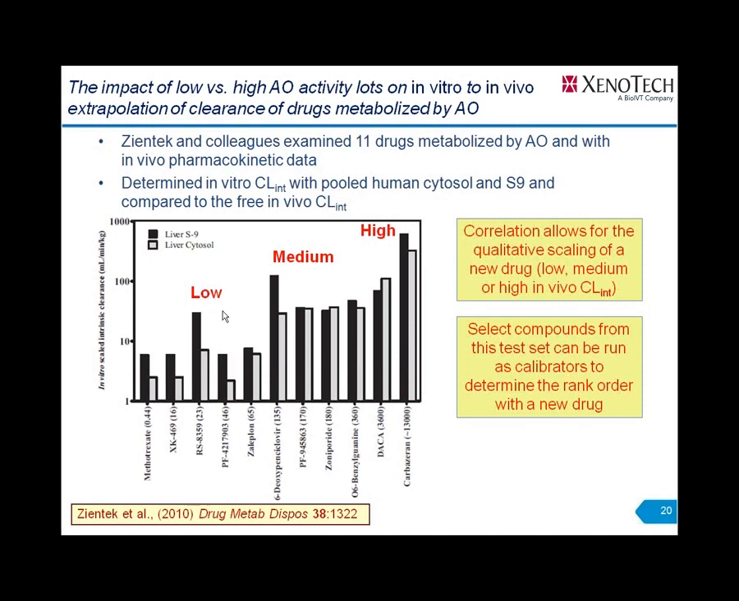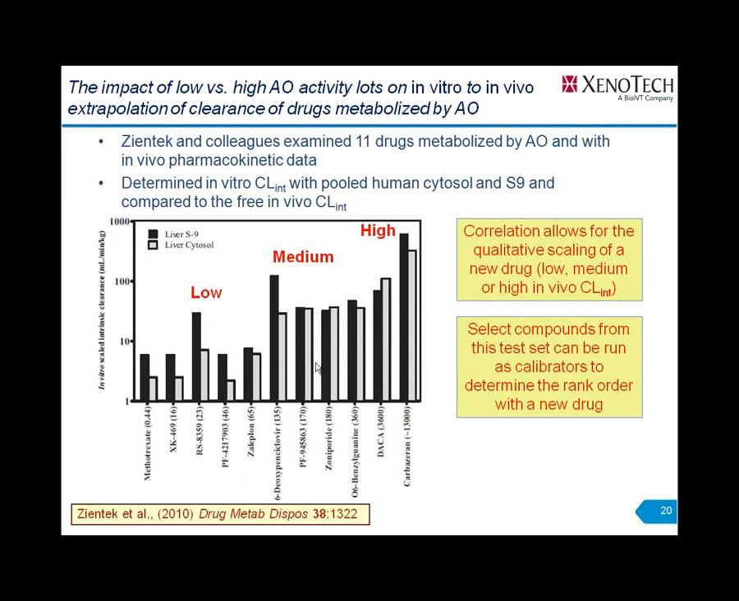Essentially, what this paper suggests is that this correlation allows for qualitative scaling for a new drug, and that a new drug can be categorized as a low or medium or high clearance substrate of AO by running several of these drugs as calibrators alongside a new chemical entity.